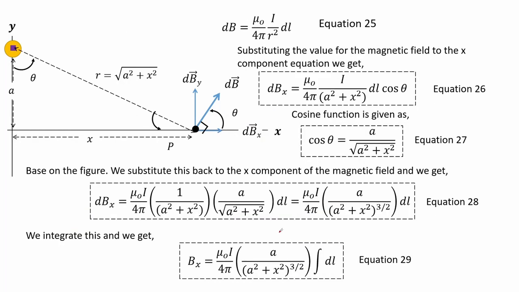Substituting the value for the magnetic field into the x component equation, we get equation 26. The cosine function is then given as the ratio of the length a and r, and it is shown in equation 27. Based on the figure, we substitute this back into the x component of the magnetic field and we get equation 28. We integrate this and we get equation 29, which is simpler since it is just an integral of the length dl, which is the total length of the loop, or simply the arc length.